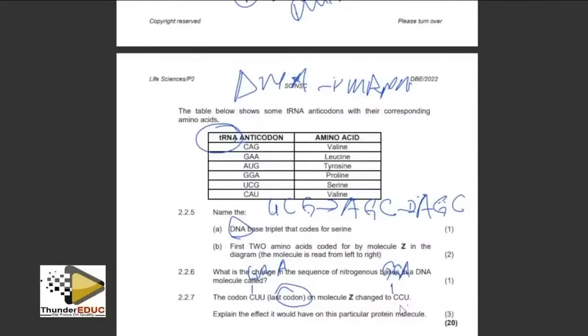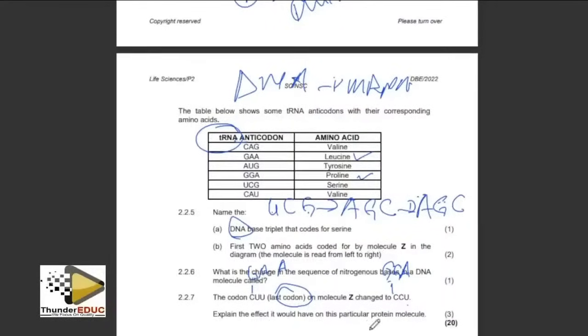GAA is going to be what? So now you are saying this is going to be leucine, like the same example I gave. CCU is going to be GGA. GGA is going to be what? Proline. Proline, leucine. Now you write that this is going to code for leucine, this is going to code for proline, those are two marks. Leucine, a mark. Proline, a mark. Now you tell us that because a different amino acid is coded for, it will result in a different protein.